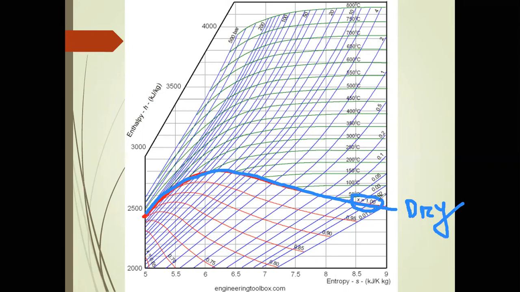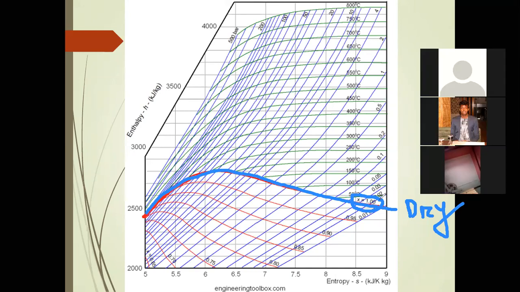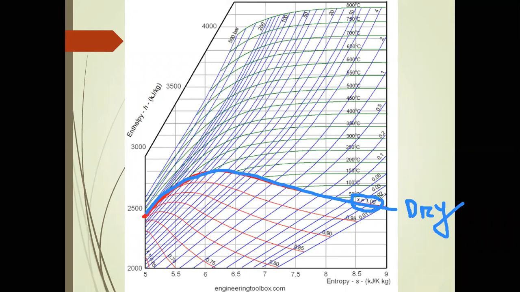Can you see, my student, that x equals 1 is written on the line? Yes, x equals 1. It means that 100% water has converted to 100% dry steam. That's why it is written that x equals 1. That means it is a dry steam line.